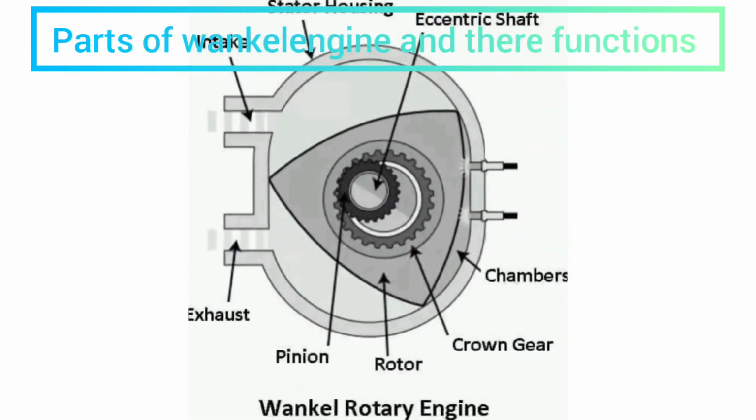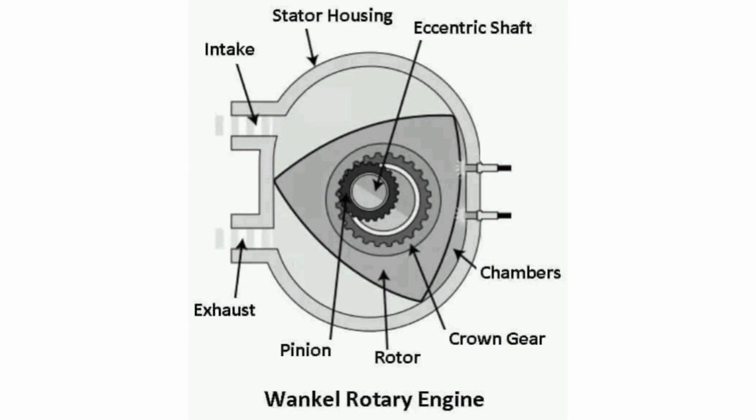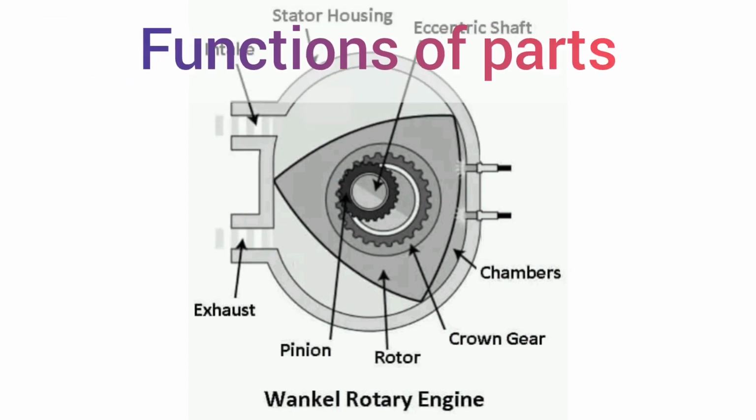Parts of Wankel rotary engine and their functions. The following are the parts of a Wankel rotary engine. 1. Intake port, 2. Exhaust port, 3. Crown gear, 4. Rotor, 5. Combustion chamber, 6. Housing, 7. Eccentric shaft, 8. Apex seal, 9. Spark plug. Functions of the parts of Wankel engine.